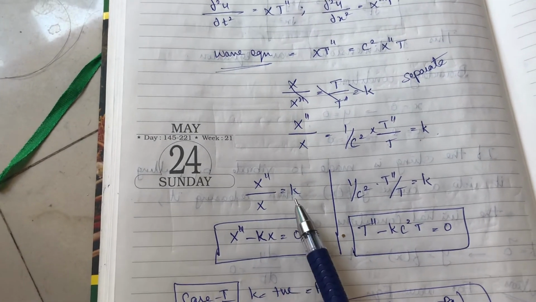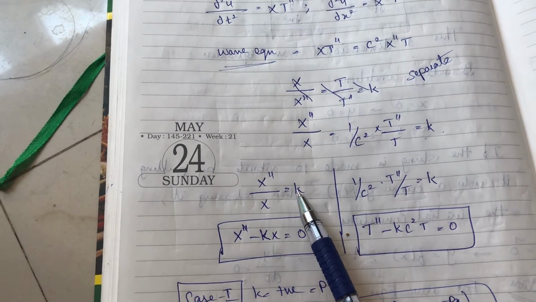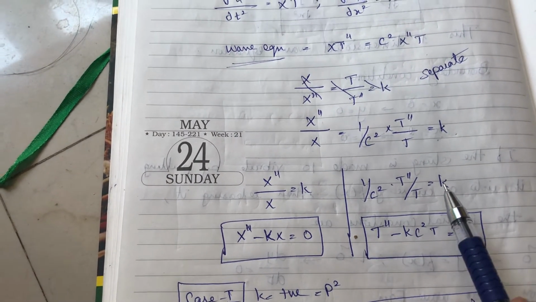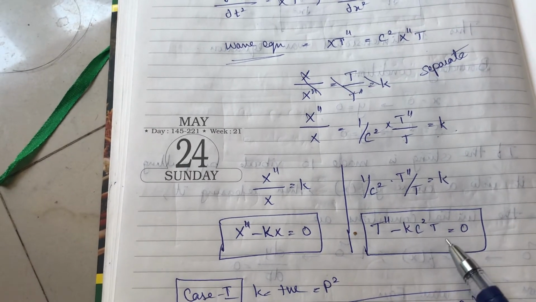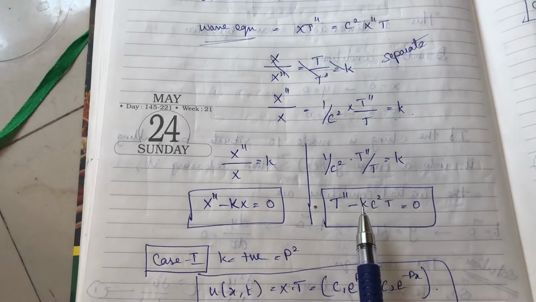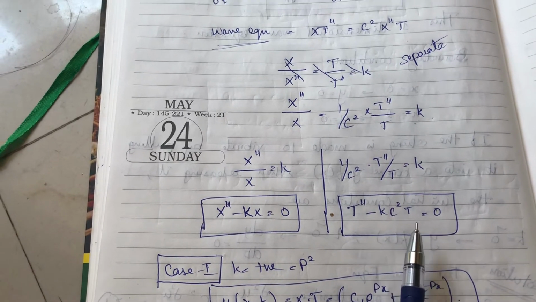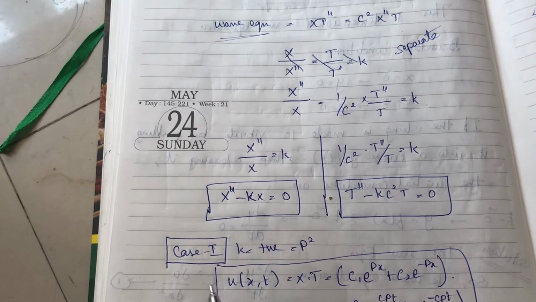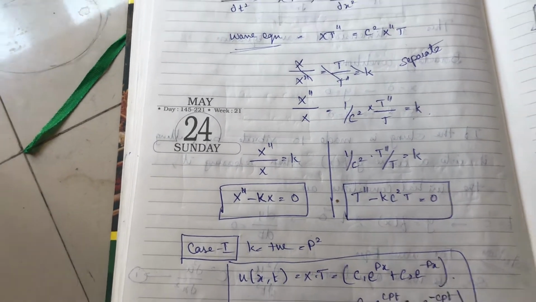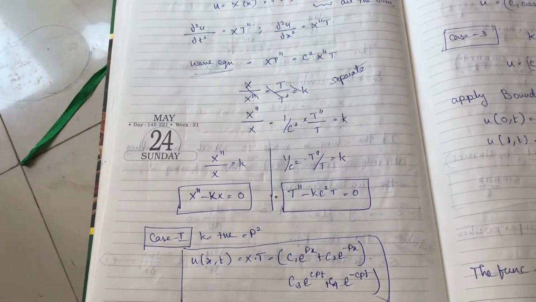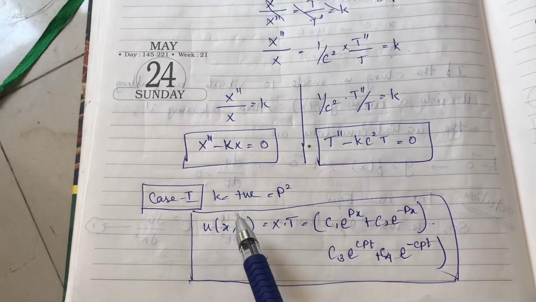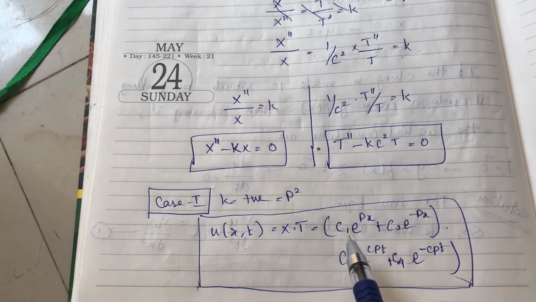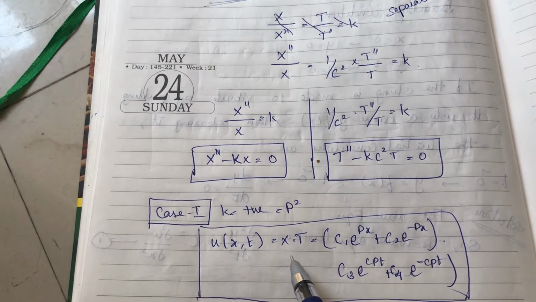Okay, x double dash minus k x equal to 0, and t double dash minus k c square t equal to 0, right? These terms will become minus when they come to this side. I have got 2 equations in terms of k. Next I need to find the k and c values. So I am taking 3 cases here. If k is positive, I am taking it as p square, k equal to p square. Okay, I am just writing u, which is equal to what?